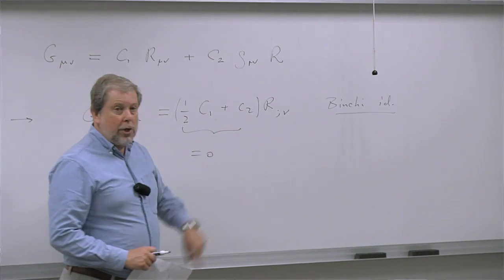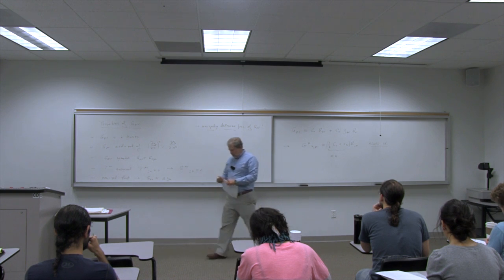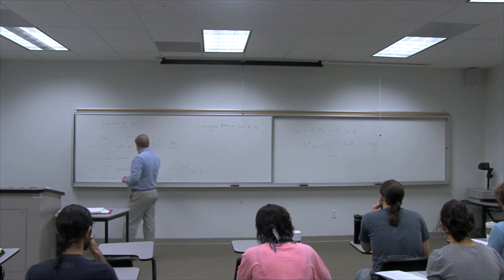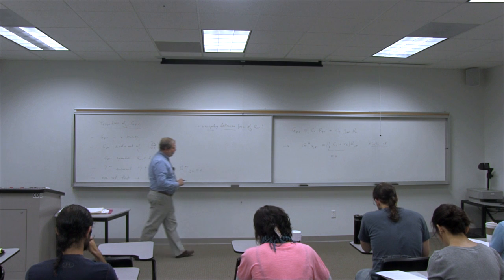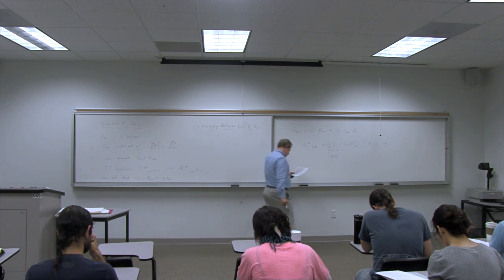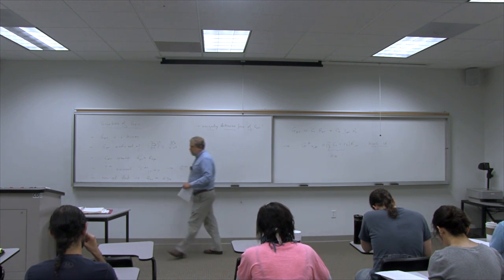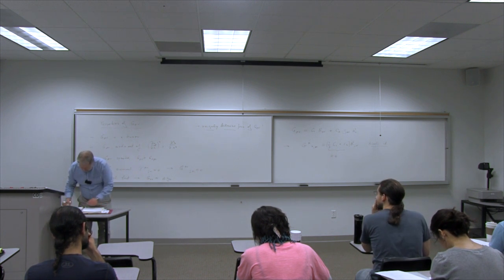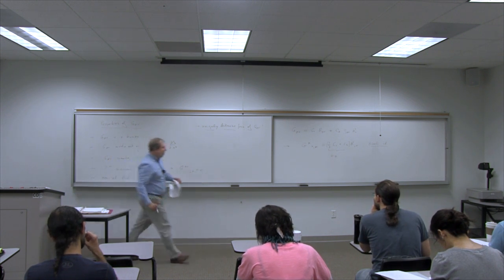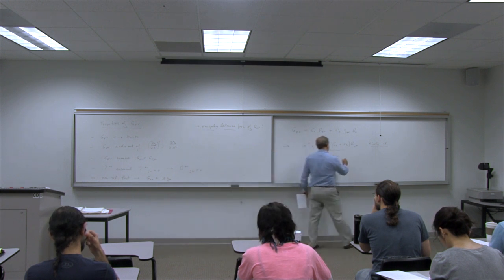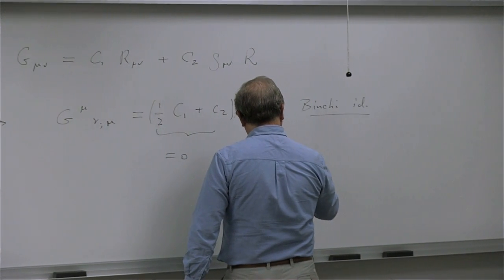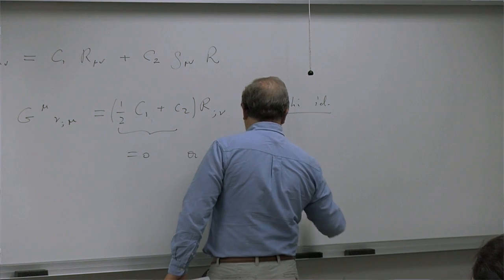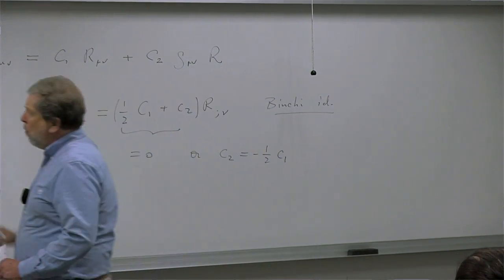So the only way by which we can ensure that this property right here is satisfied is that actually the coefficients match up, right? So if the coefficients match up, then that simply tells us that C2 is equal to -1/2 times C1. C2 is -1/2 of C1.